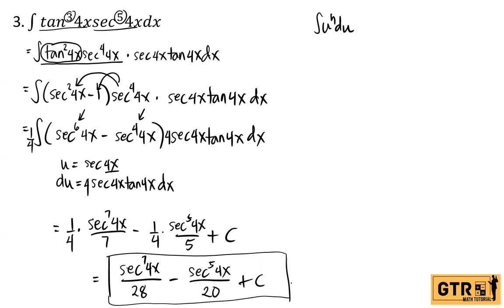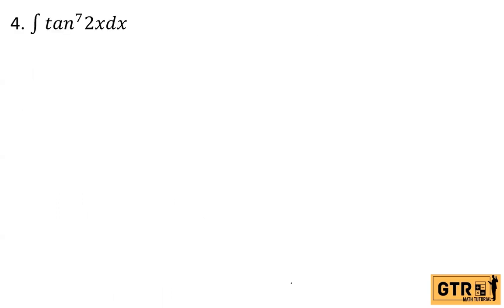Next, example number 4: tangent to the 7th 2x. That means we don't have secant. Same process. If we don't have secant, we can rewrite this as tangent to the 7th 2x times secant to the 0 2x dx, since we don't have secant.